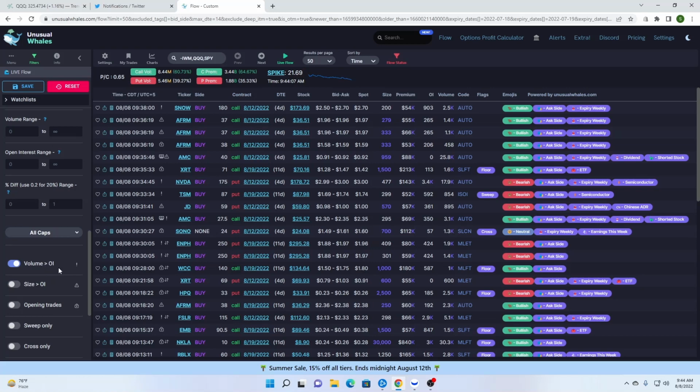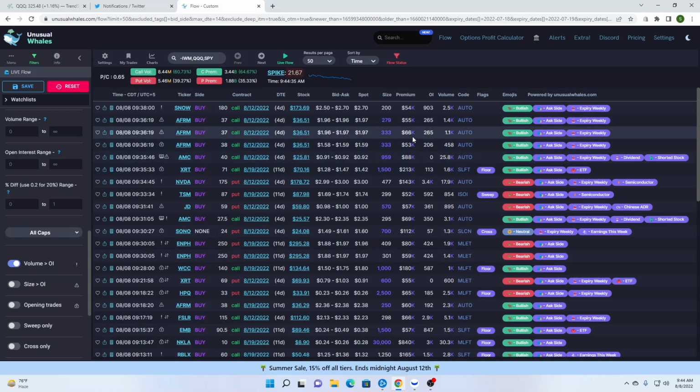One I do like to put on recently has been this volume greater than OI, which is the exclamation point. This just shows me it's pretty urgent, and there are also bigger orders coming through. If I can see that there's heavy volume, I like that, especially if there's a repeat chain or a repeat order. In this case, these AFRMs really stand out here. We have three of them, but really these 37s stand out.